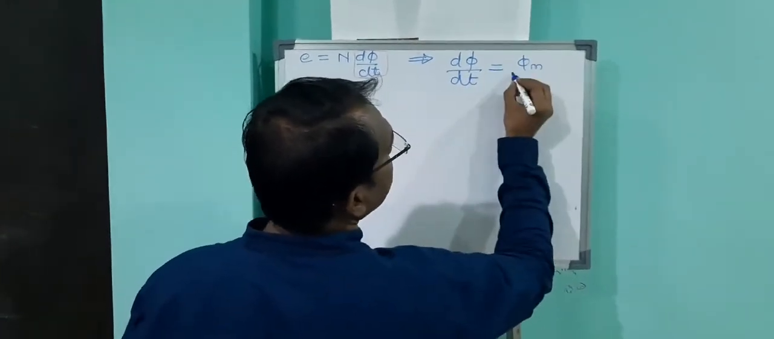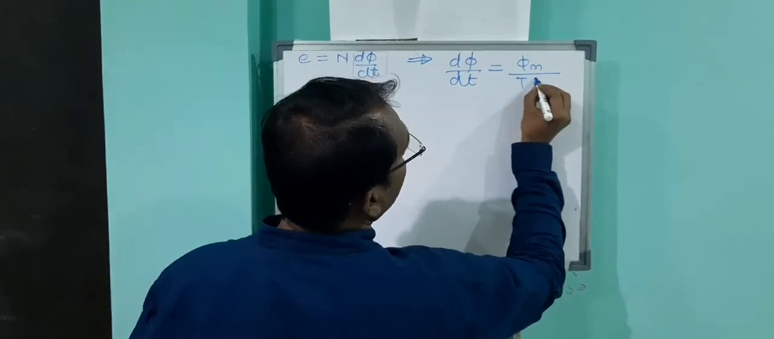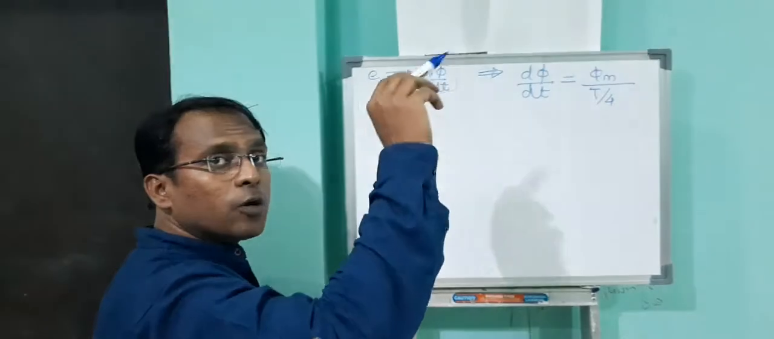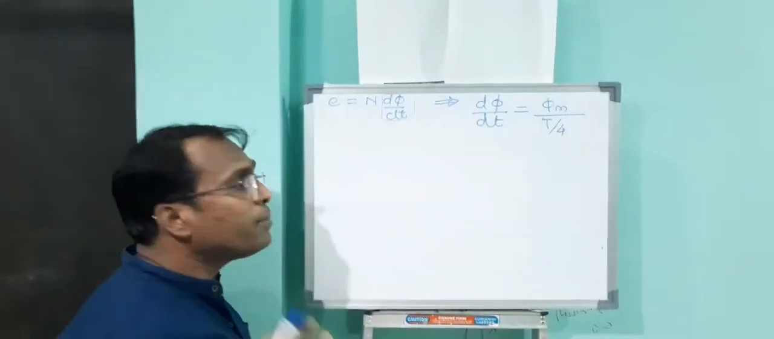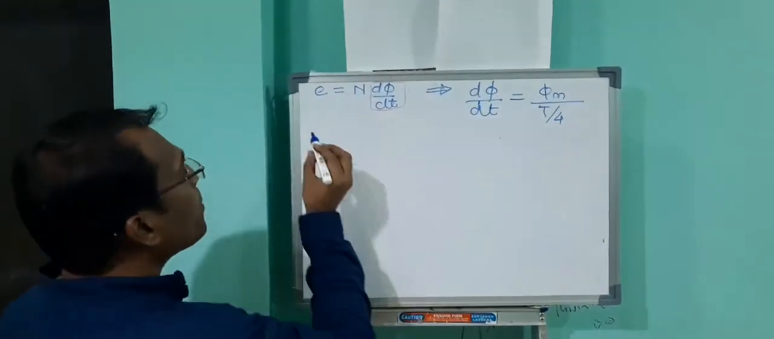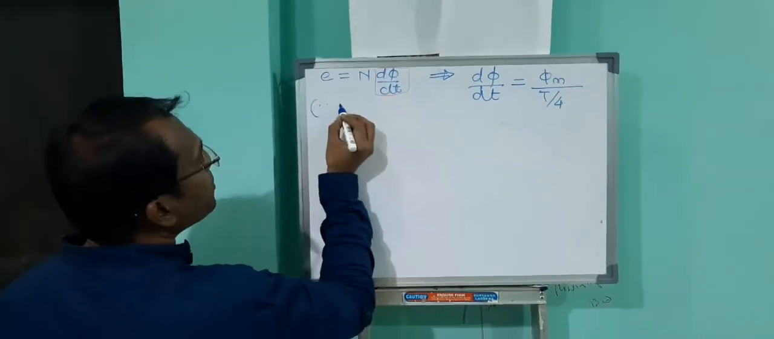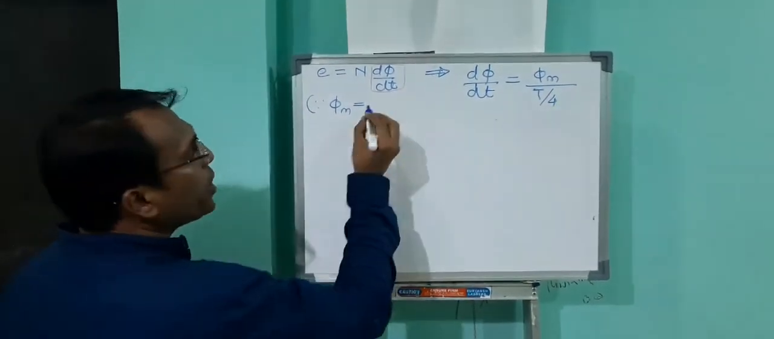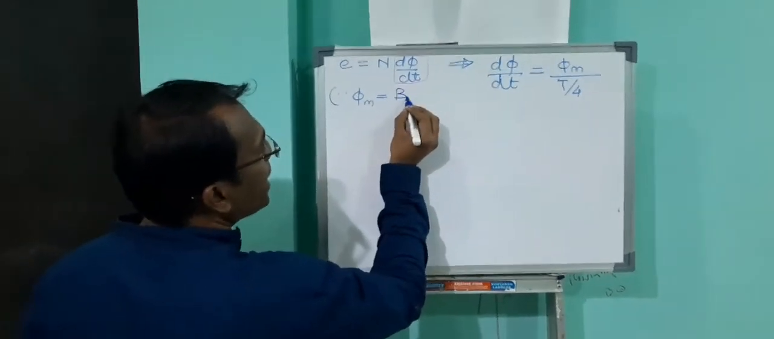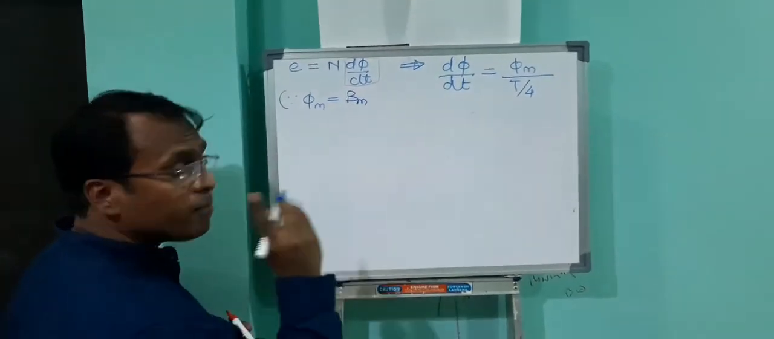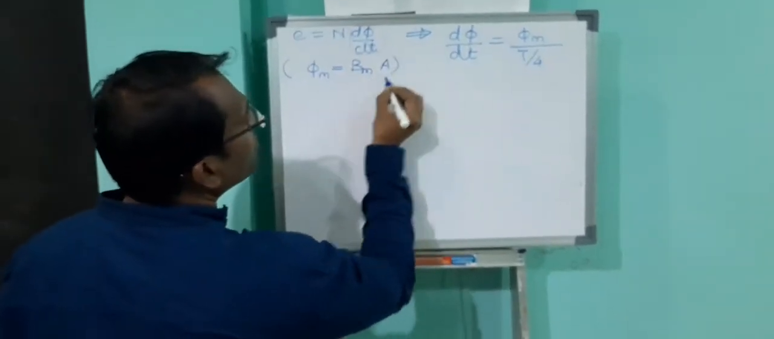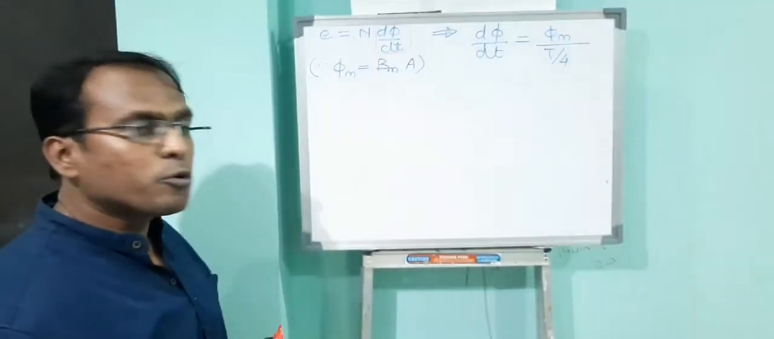ठीक है. और dt इज नथिंग बट योर t by 4, जो आपने वेवफॉर्म में देखा था कि 0 से स्टार्ट हुआ, phi m तक गया, कौन से टाइम पे गया? t by 4 टाइम पे गया. ठीक है. और आपका phi m क्या है? phi m depends upon two quantities, one is Bm, that is magnetic flux density, that is maximum flux density you can say, and another is area. Okay, ठीक है, वो अपन बाद में पुट कर सकते हैं.